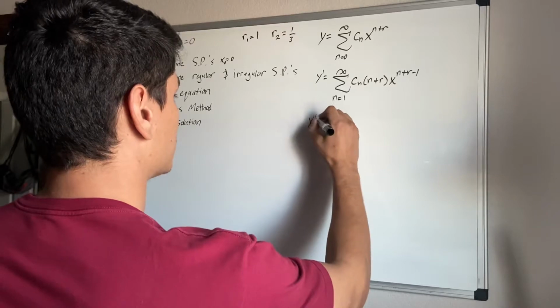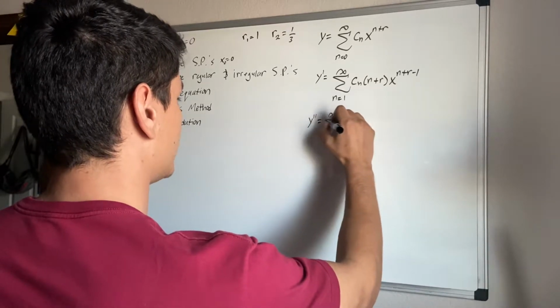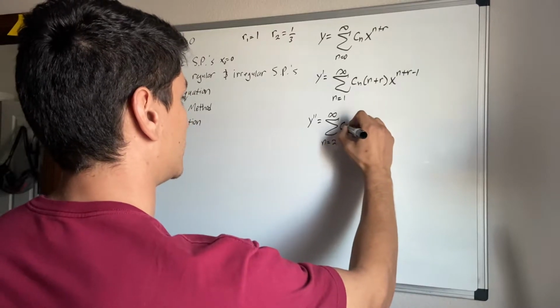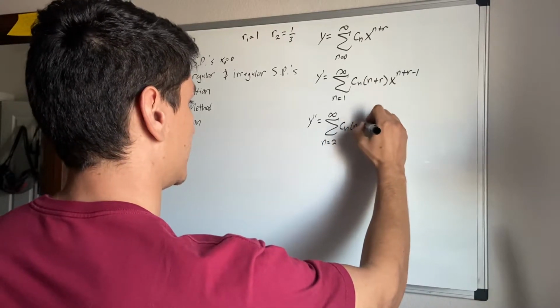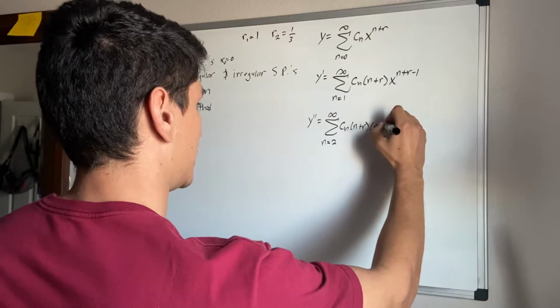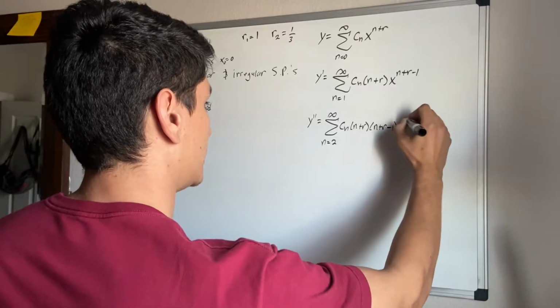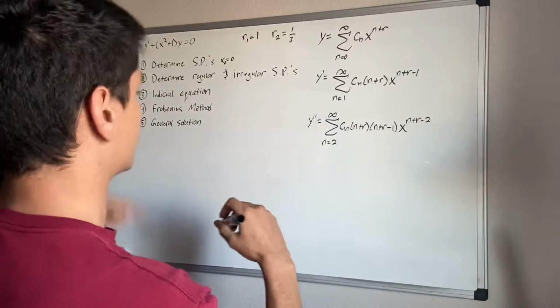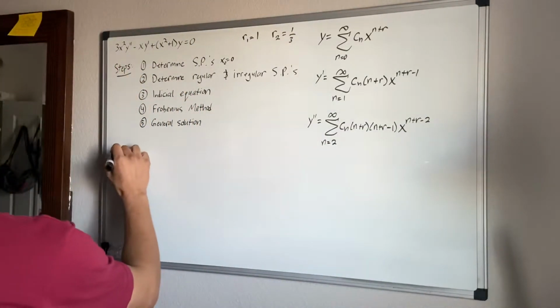So y double prime then is equal to the infinite sum as n goes from 2 to infinity, c sub n, n plus r, minus 1, x to the n plus r minus 2. And now we can plug this all back into the equation here.